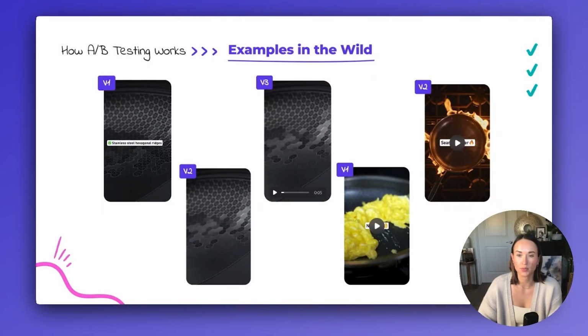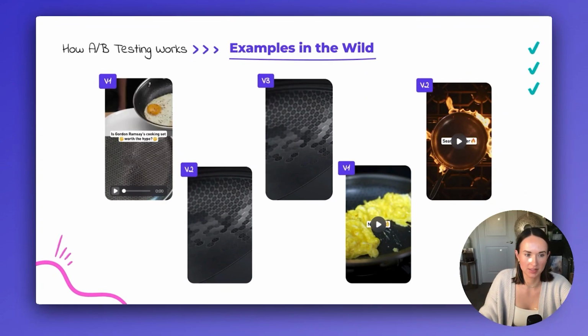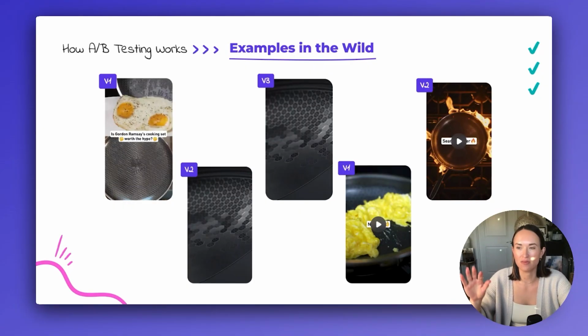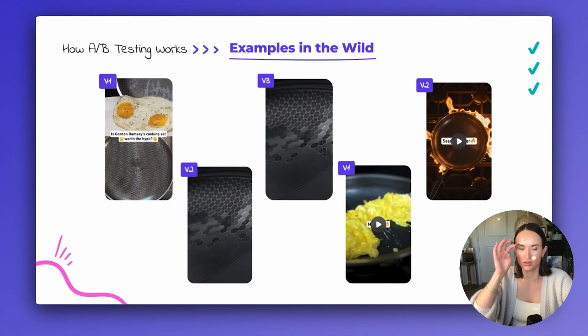All right, so those were three versions of the same ad. And what I mean by that is the hooks are different, but the rest of the sales sequence is the same. So this hook was, is Gordon Ramsay's cooking set worth the hype? You have the product shot on the bottom, dual screen, and then on the top, we have the perfect slip off of the egg. It's not stuck. It shows that this pan doesn't stick, and they're not saying it. They are showing it. And then the text on screen is Gordon Ramsay's cooking set worth the hype.